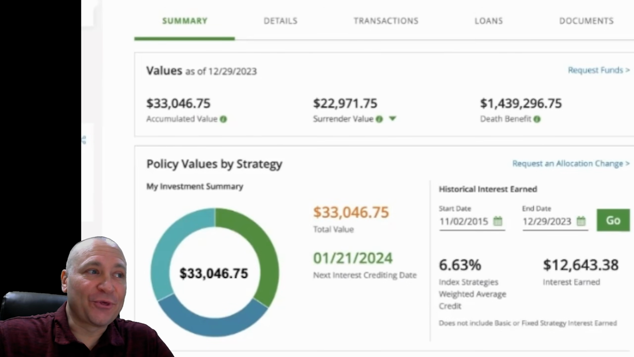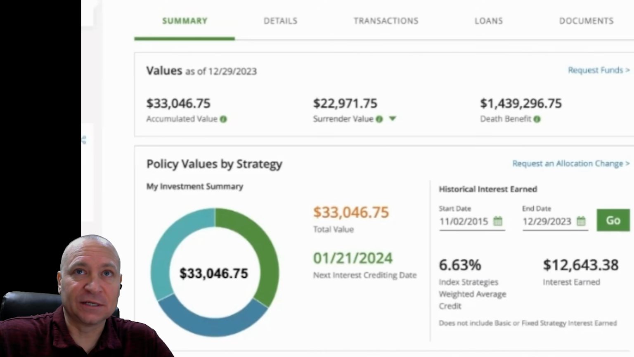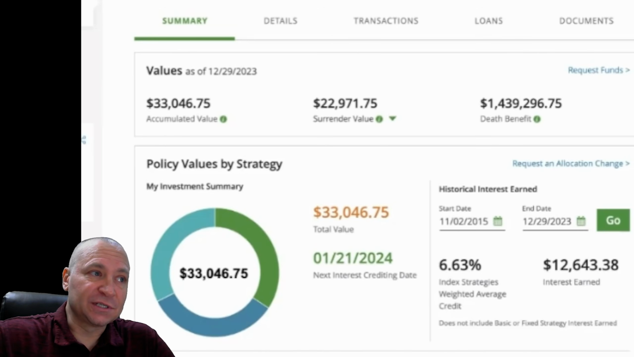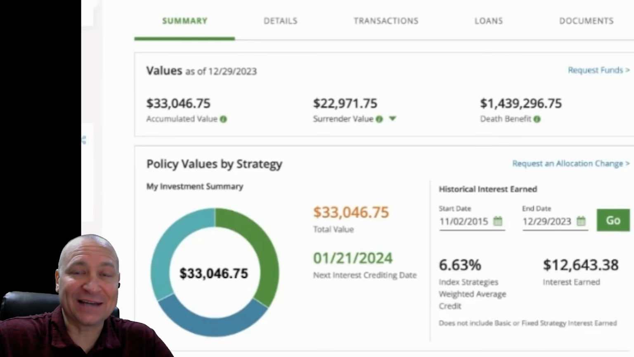You can see $33,000 in accumulated value, $22,000 in surrender value. There are no loans outstanding on this. There's just over $10,000 in surrender charges still. And look at the start date. You can see the start date was 2015, and the performance is almost exactly the same as mine, actually 0.01% higher, 6.63%.